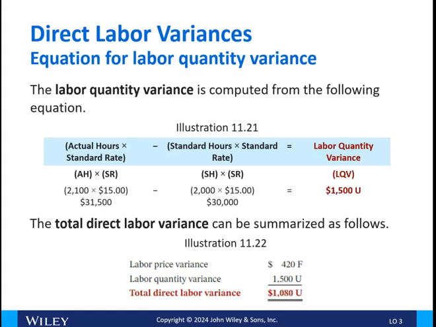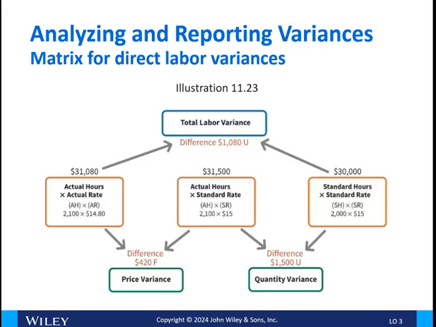And then again, the direct labor variance that we calculated earlier is $1,080 unfavorable. So it's $1,500 unfavorable for quantity and $420 favorable for price. That gives us our $1,080 total labor variance unfavorable. And here it is, kind of the same graphic that we looked at when we looked at the materials. We can do the same for labor. So our total at the top, broken in between price and quantity.